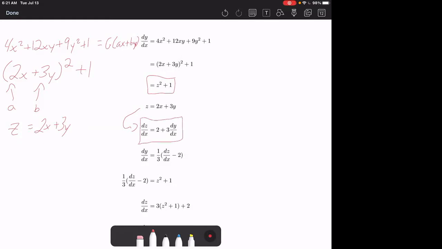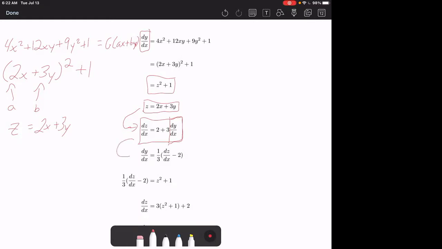Now, we're going to stop here because I want to explain why we're doing all these things, because some of these steps may not be very intuitive. The reason we did this is because we need to solve for dy/dx because it is in the original equation, and we're going to need to perform a substitution. So in order to get from z equals 2x plus 3y to something that has a dy/dx in it, we would need to take the derivative of both sides with respect to x. So that's why we've moved to this step.